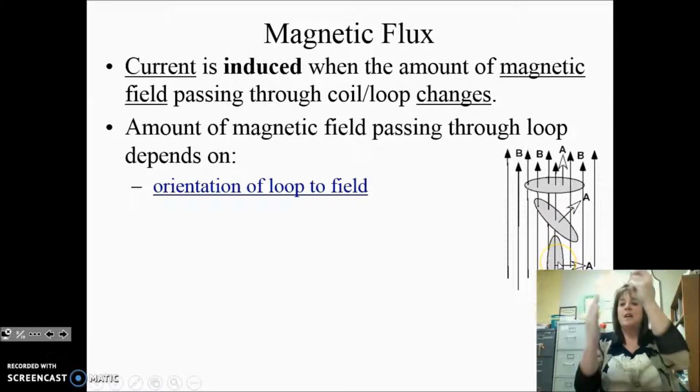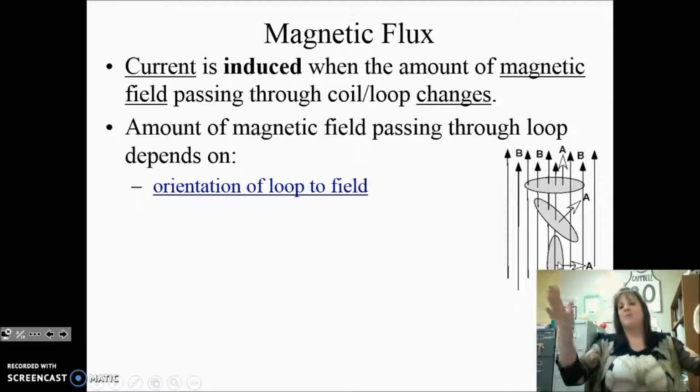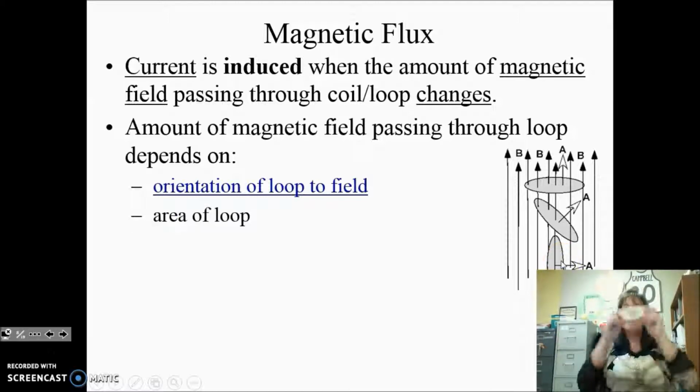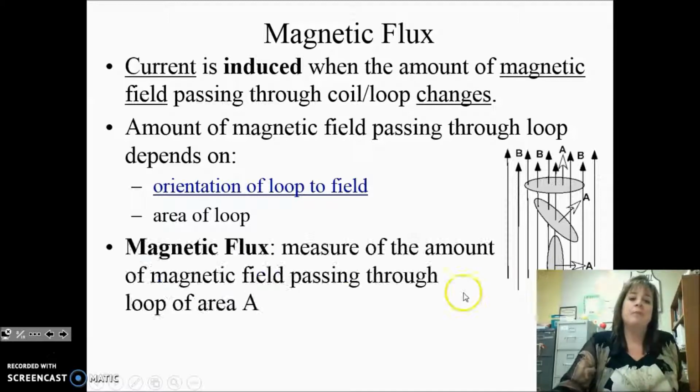And then when the plane of the loop is parallel to the field, right? Now I have no magnetic field passing through the loop. So orientation matters. The area of the loop matters, right? A bigger loop will have more magnetic field passing through it.